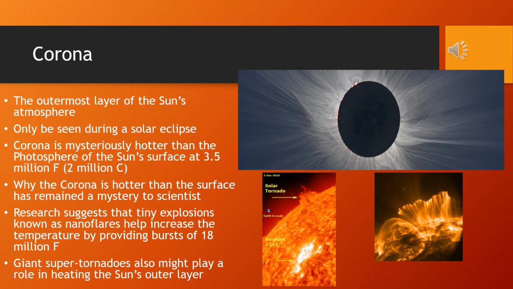There's a bunch of research and theories going on that suggest maybe tiny explosions, known as nanoflares, help increase the temperature by providing bursts of 18 million degrees Fahrenheit. Also, maybe giant super tornadoes that come off of the sun release a lot of heat into the corona, causing it to increase in temperature. But the real reason, scientists still to this day do not know.